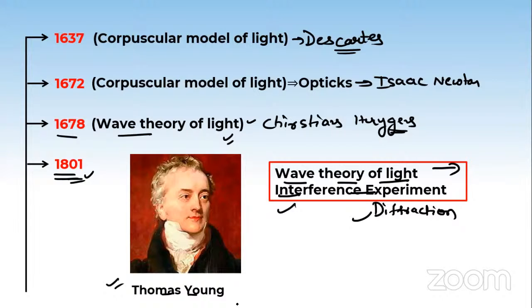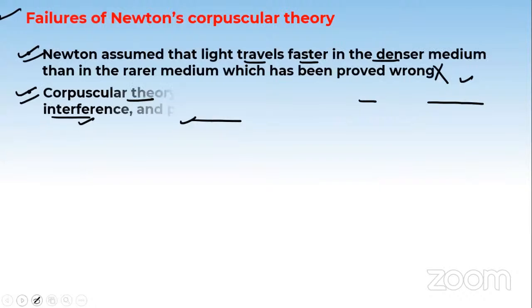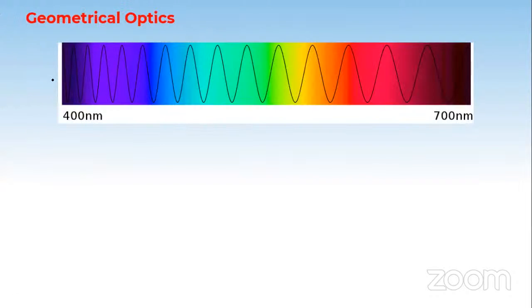Okay, I'm moving towards the next slide. So see now, it will be very smooth. These were the failures which I have already explained to you. Fine. See, in geometrical optics, we have seen this spectra in the beginning. I hope from you that this is nothing but the visible region spectra.